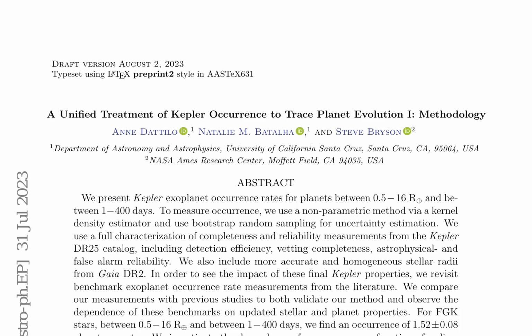Larger planet populations, in the 4-8 R⊕ and 8-16 R⊕ bins, exhibit a steady rise in occurrence across all orbital periods, without a break in occurrence.